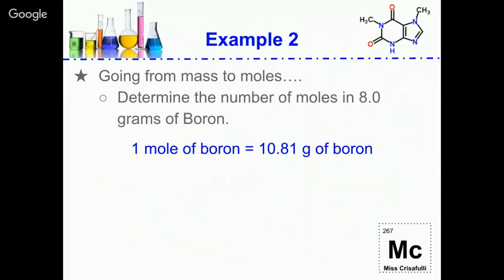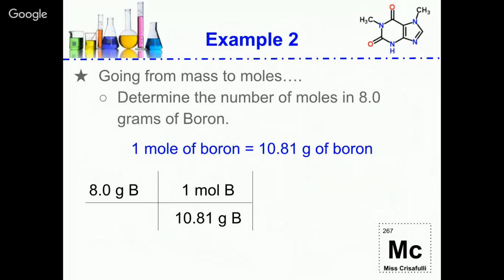So we're going to first start off by writing down what we are starting with. We're starting with 8.0 grams of boron. We're going to put up our bars for our dimensional analysis. Then how do we need to arrange the 1 mole of boron is equal to 10.81 grams of boron? We want grams to cancel because we want moles in the end. So that means that gram needs to go on the bottom. They do cancel.